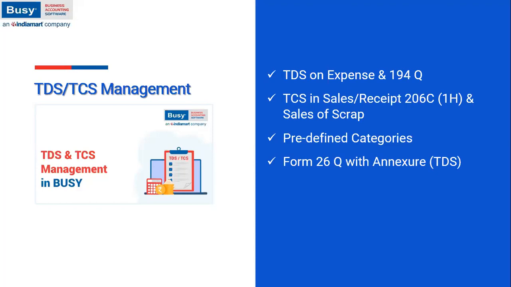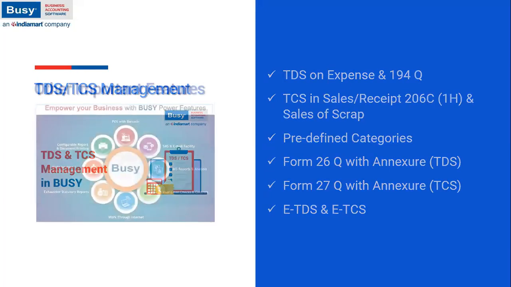Next is Form 26Q with Annexure TDS and Form 27Q with Annexure TCS. These forms are available in Busy software. No need to generate or create them manually. This feature is also available: ETDS and ETCS. You can file the TDS and TCS return directly from the software.